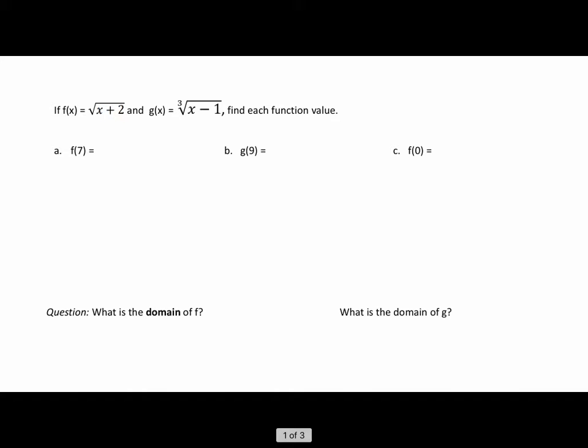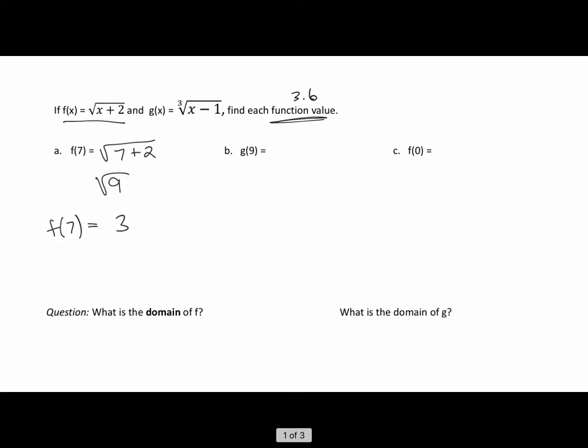So if I have two functions here, f of x equals the square root of x plus 2, and g of x is the cubed root of x minus 1, I want to find some function values. And this is something that we learned how to do in 3.6. So for a, f of 7 means I'm going to take the f of x function, and instead of x, I put 7. So the square root of 7 plus 2 is the square root of 9. And since 9 is 3 times 3, the square root is 3. So f of 7 equals 3.